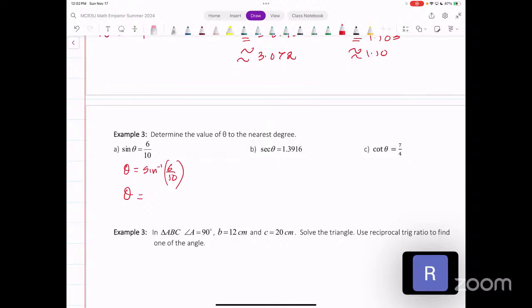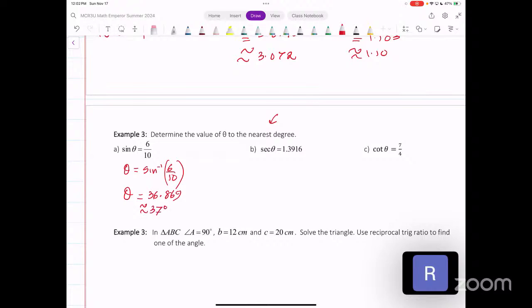All right. So what did you guys get for sine inverse of that? I got 36.869. Right. 36.869, that's right. So to the nearest degree, we're going to say that is 37 degrees.